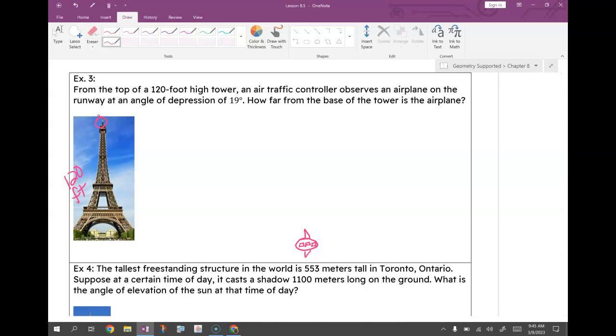All right, an air traffic controller observes an airplane on the runway. Okay, so this is him looking at the airplane. Okay, an angle of depression. Remember, we go from the horizontal always to either up or down. So the angle of depression is right here.